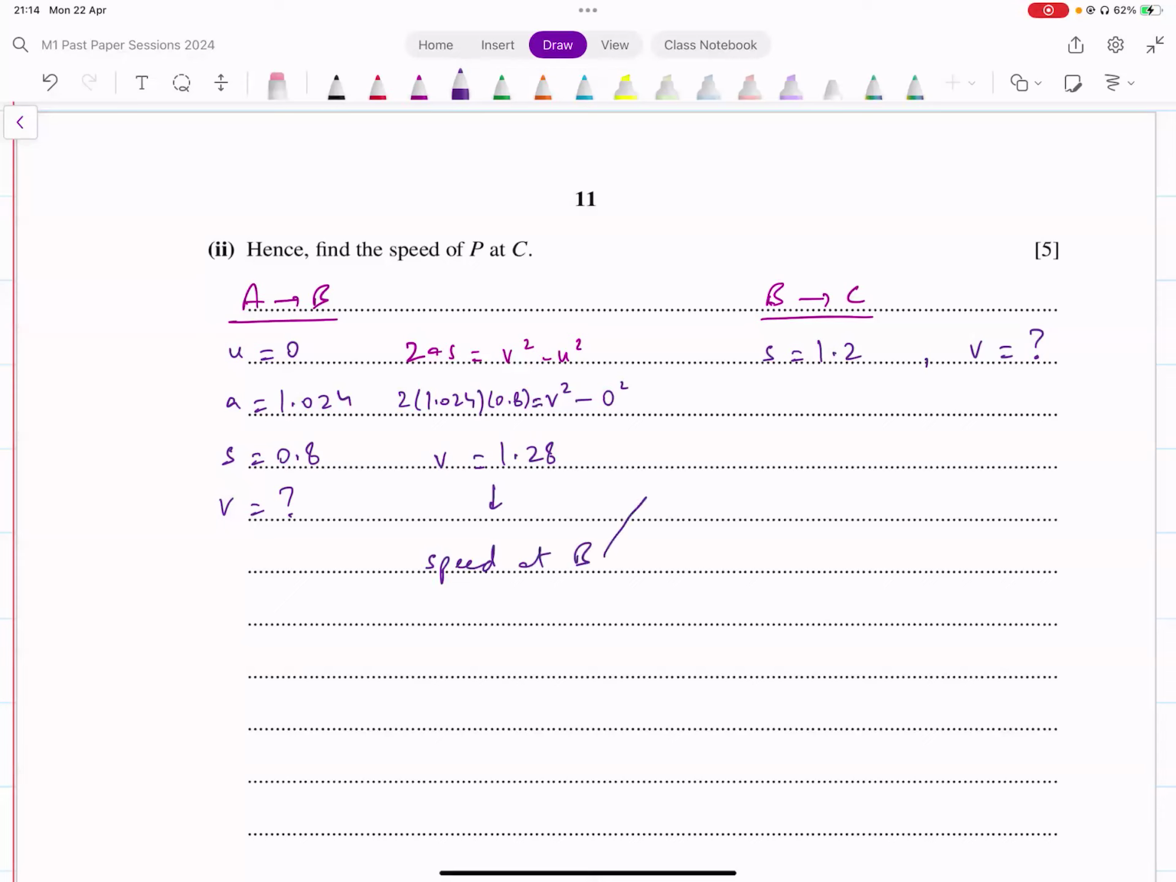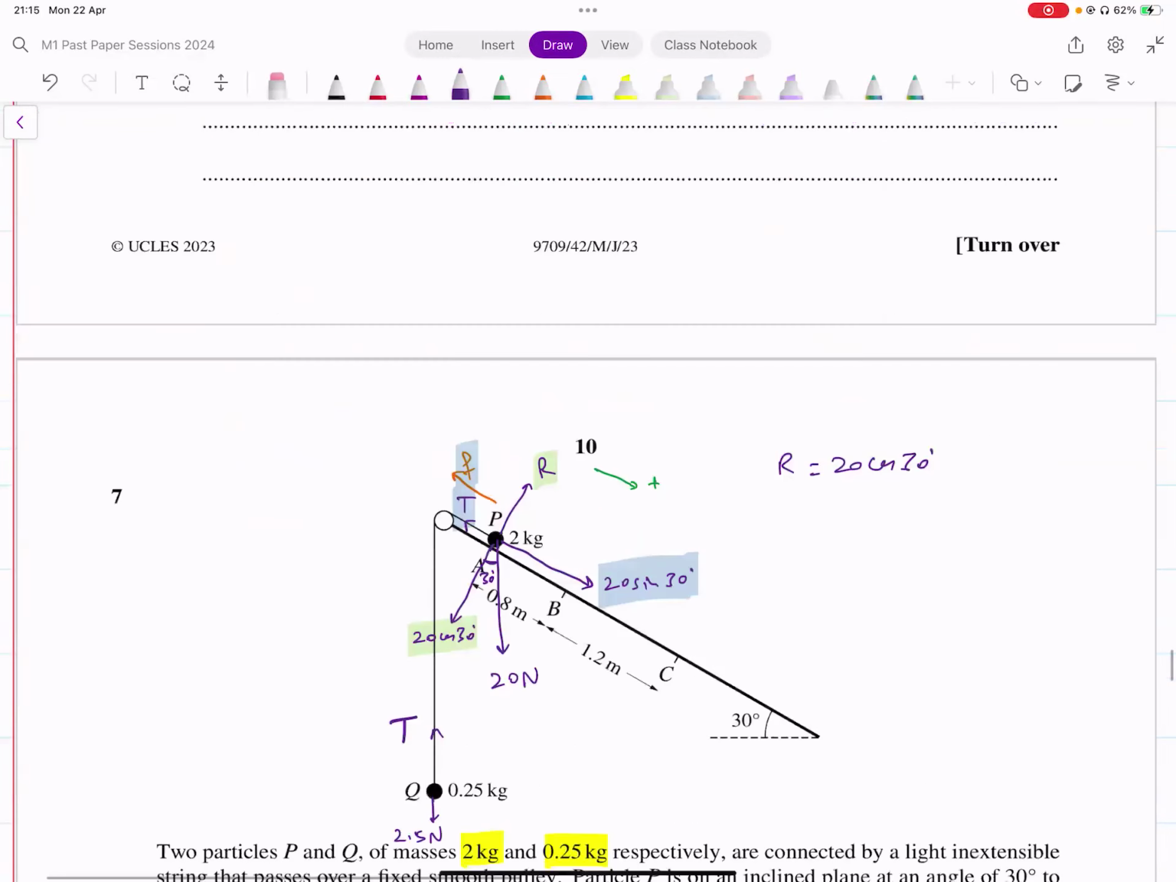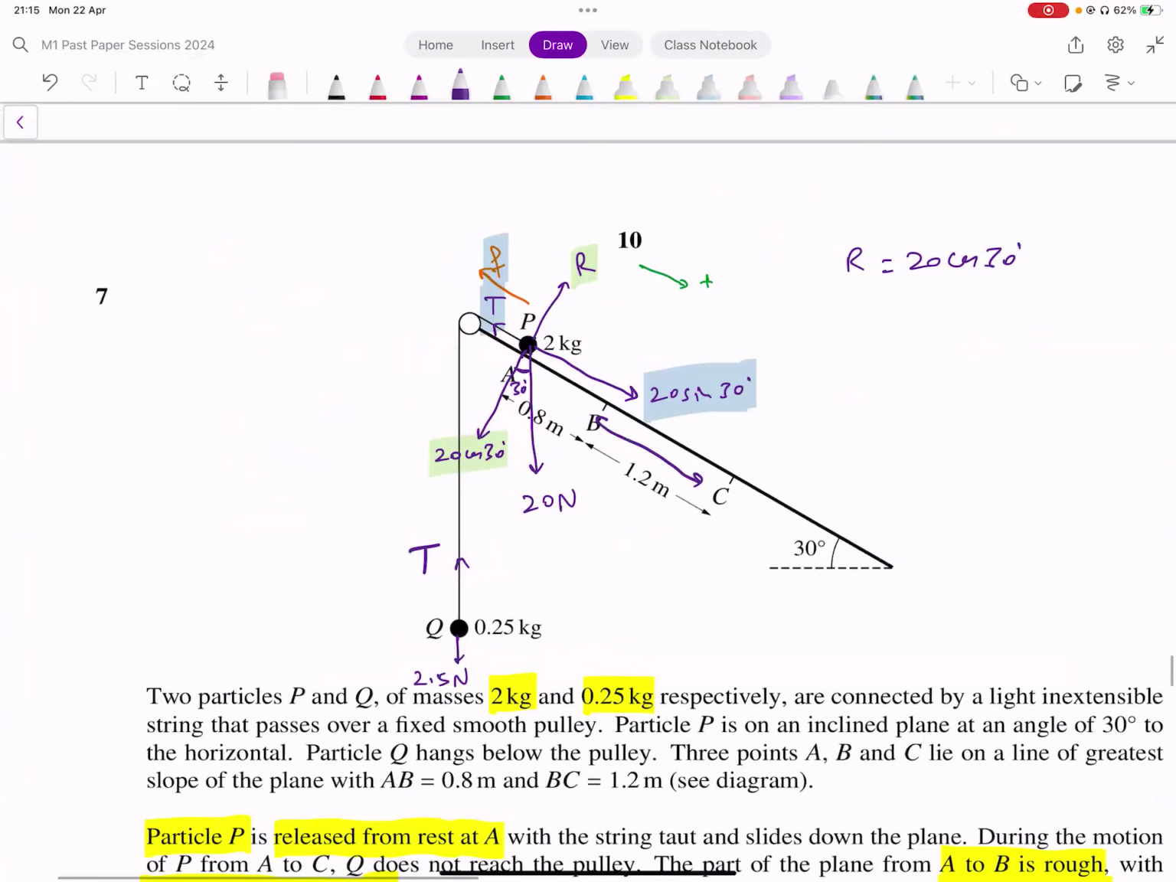This will become the initial speed for the second part of the journey. Here we know that the speed is 1.28, or the velocity is 1.28. Okay? Because B was the final point of the first part and it's the initial point of the second part from B to C. So we know the initial velocity is 1.28. What else? B to C part is smooth.